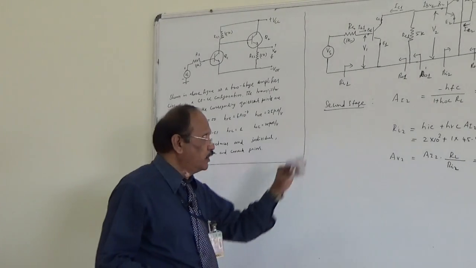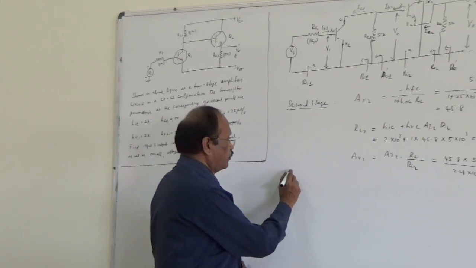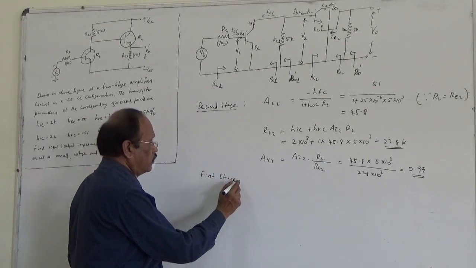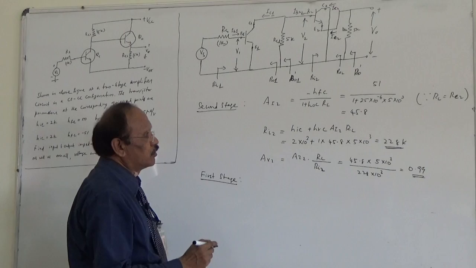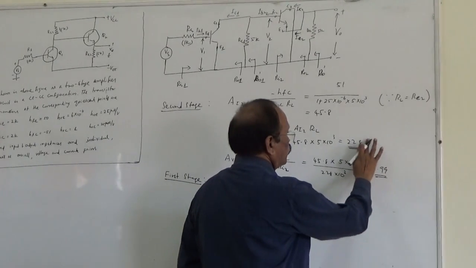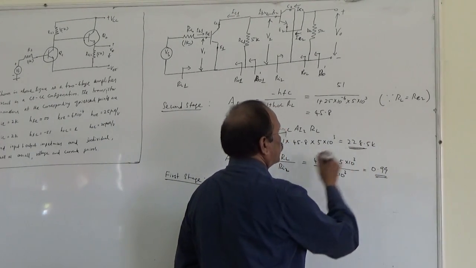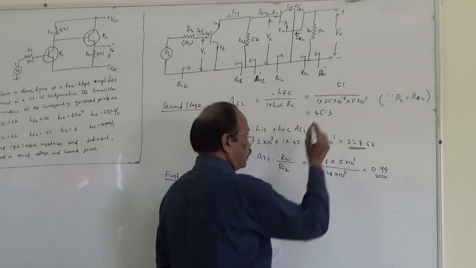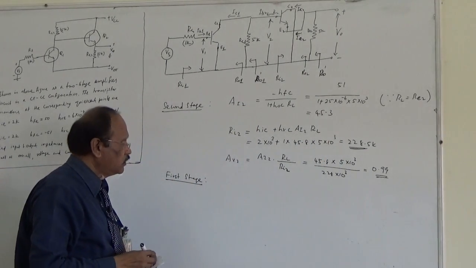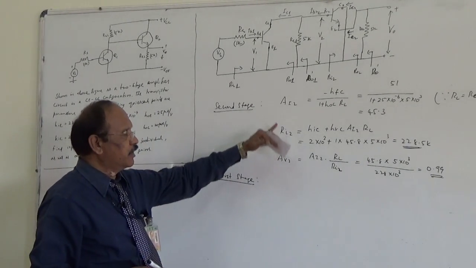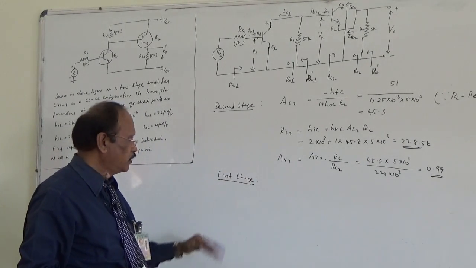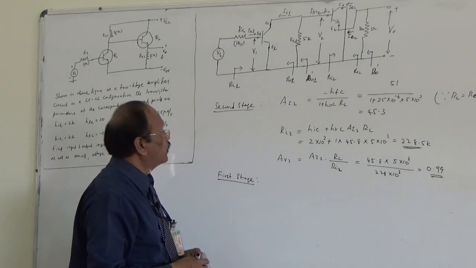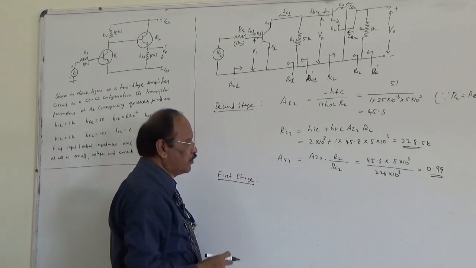So now we proceed with the first stage. So there are some calculation mistakes. You can put it as 0.5 K and this will be 45.3. So we can determine the second stage current gain, input impedance and the voltage gain. Similarly, now we can determine for the first stage. So to determine for the first stage, it is a common emitter configuration.